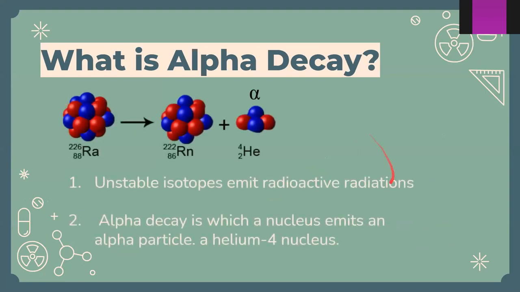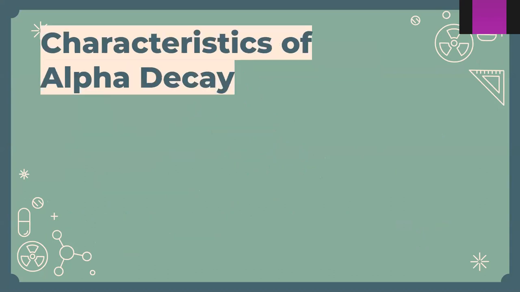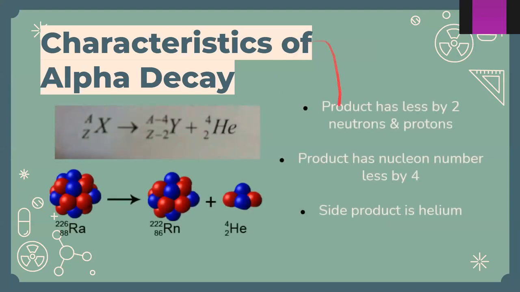Alpha decay is when an unstable isotope emits radioactive radiations, which is true for all radioactive radiations, but for alpha decay specifically, it emits this alpha particle, obviously. Alpha decay is when they release this helium-4 nucleus here. So now you need to know the characteristics of alpha decay. So characteristics of alpha decay are here.